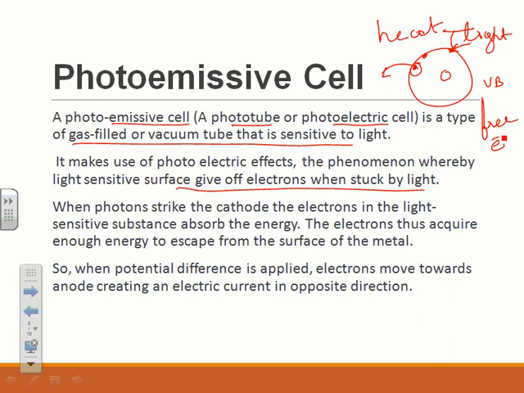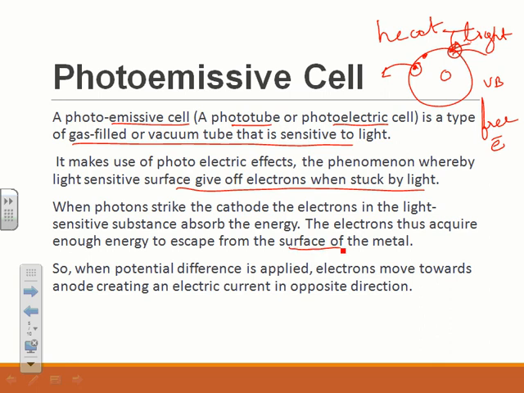So this principle is used here. When photons strike the cathode, the electrons in the light sensitive substance absorb the energy. The cathode is coated with some light sensitive substance, and electrons in this substance absorb the energy and thus acquire enough energy to escape from the outermost orbit or surface of the metal.